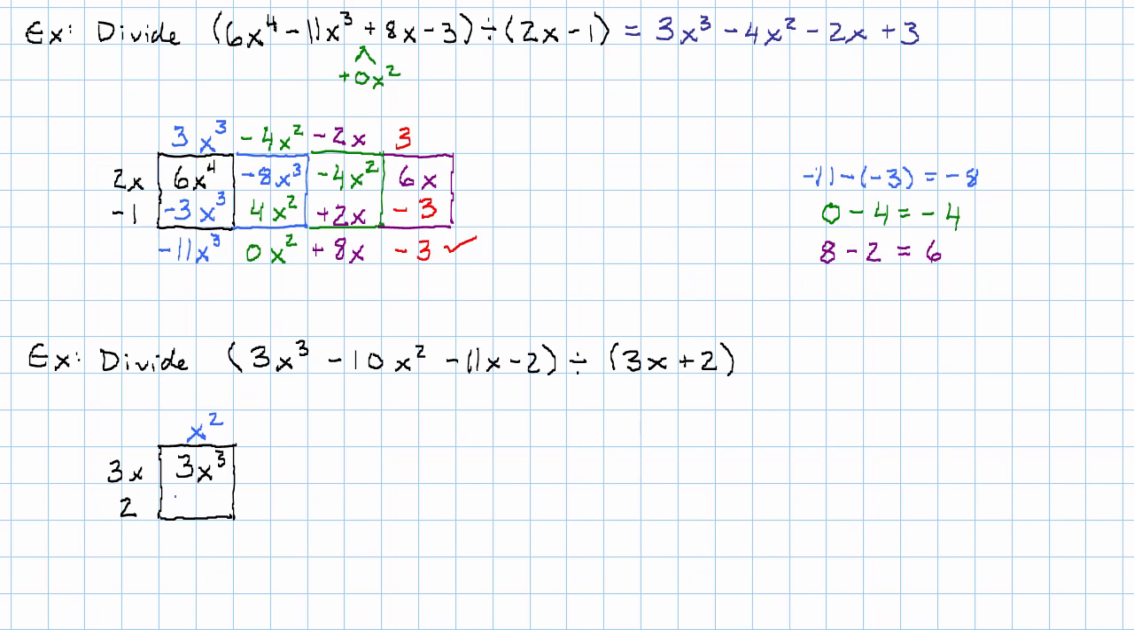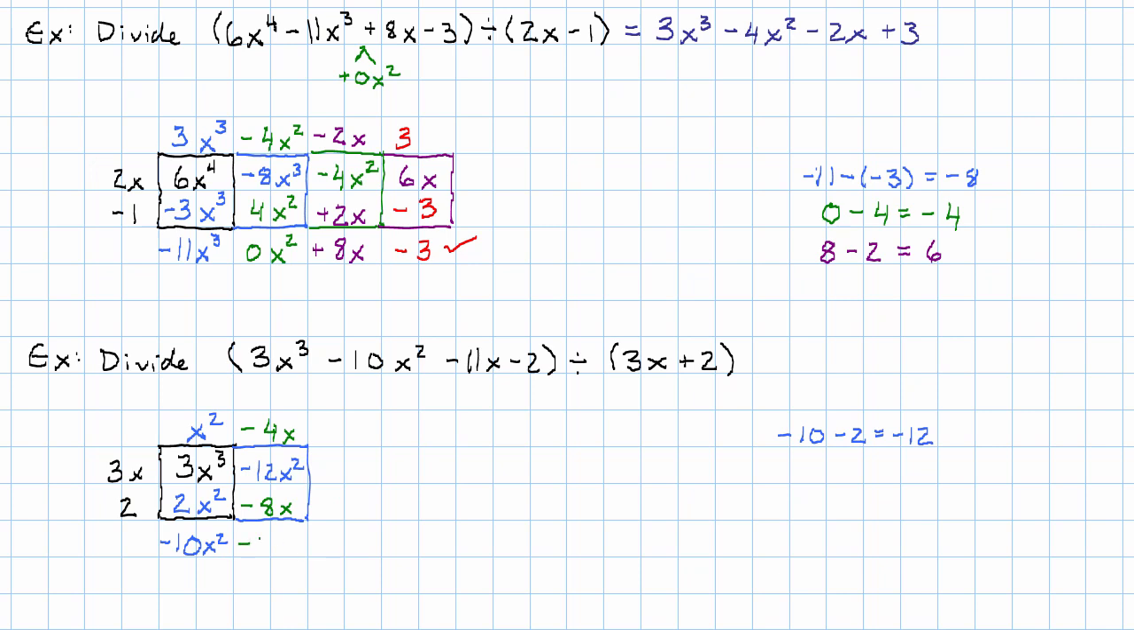X squared times 2 is 2x squared. For our x squared term, we want negative 10x squared. And so we're thinking negative 10 minus 2 is negative 12. In this box here, we'll want a negative 12x squared. Next, we're thinking 3x times what gives us negative 12x squared? Well, it'll be a negative 4x.